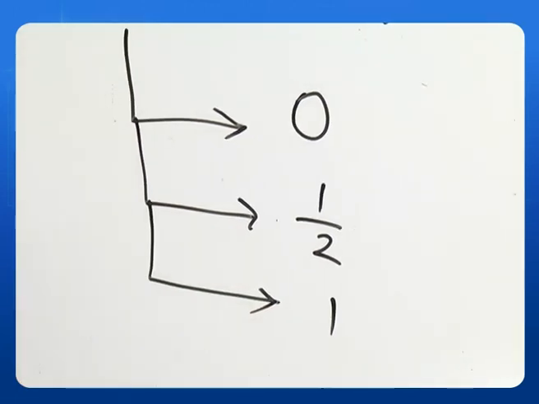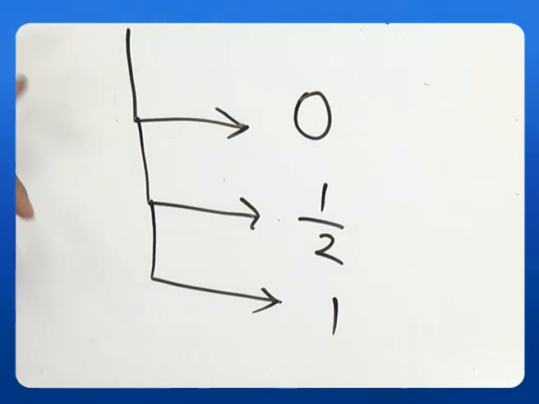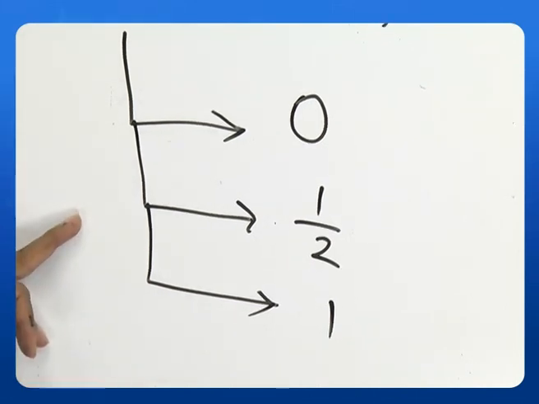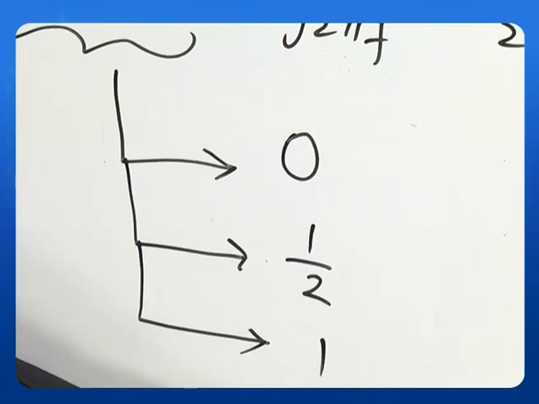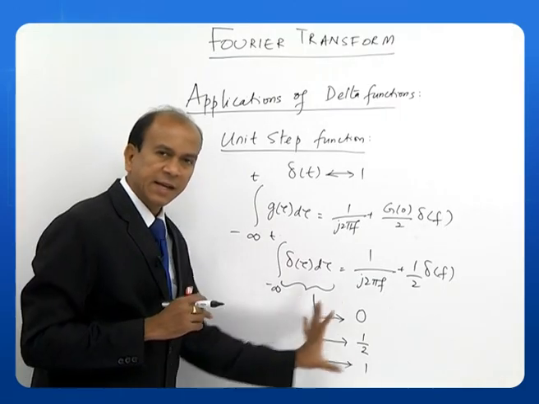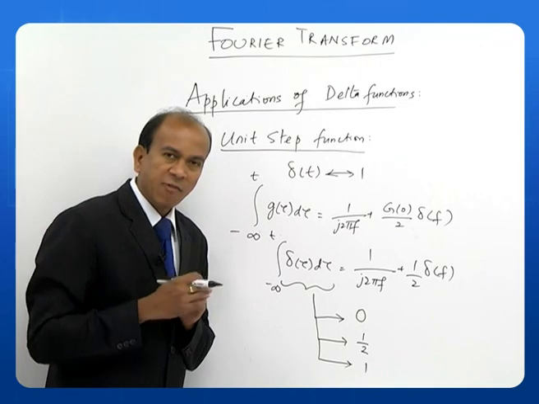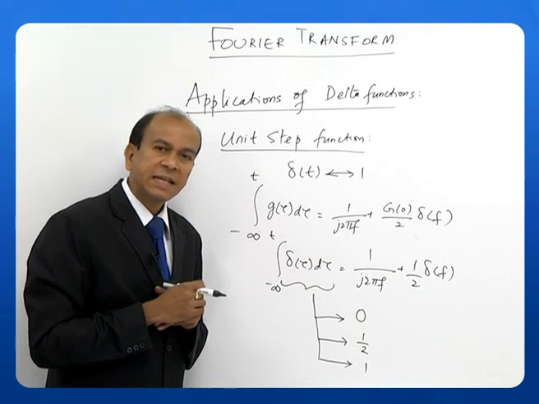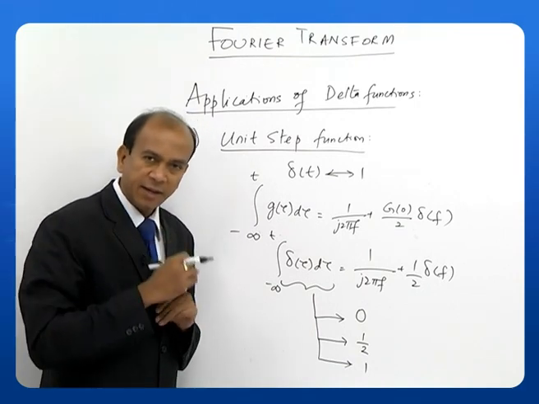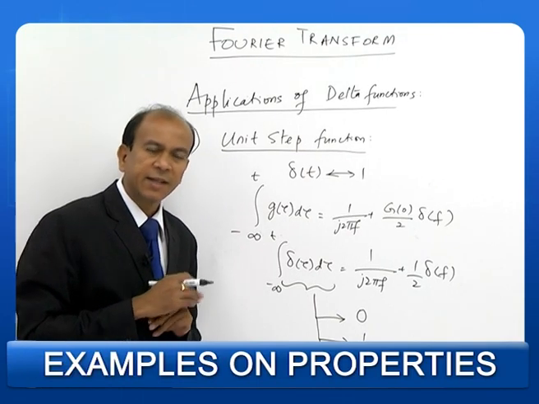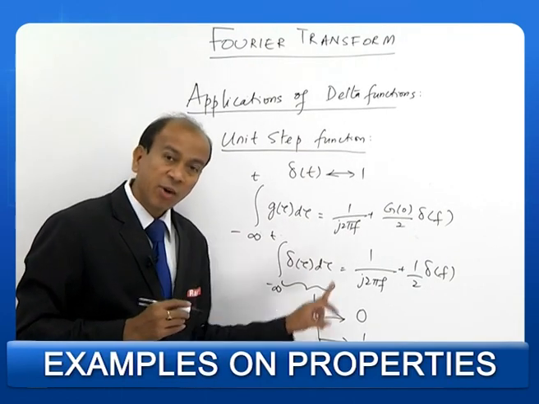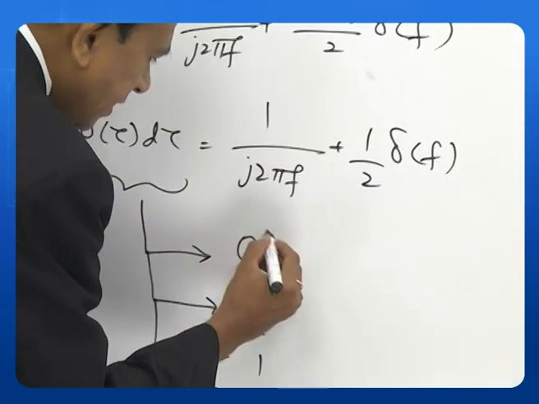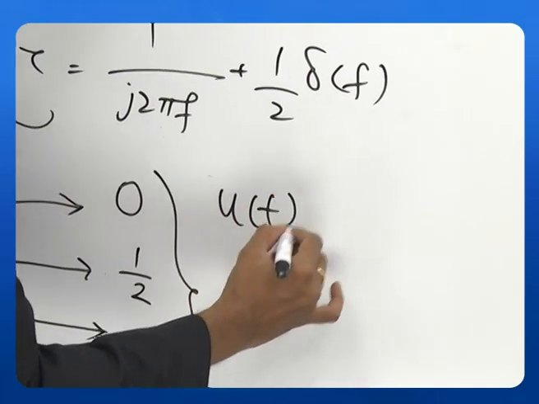So, if you look at this, for all negative values of t, this function is taking a value of 0. For all values of t greater than 0, it will become 1, and for t is equal to 0, this will become half. This integral takes 3 values. When t is negative, the value is 0. When t is equal to 0, the value is half. When t is positive, greater than 0, its value will become 1. If you look at this, these are the values of a unit step function, is it not? So, this we can represent in terms of a unit step function.